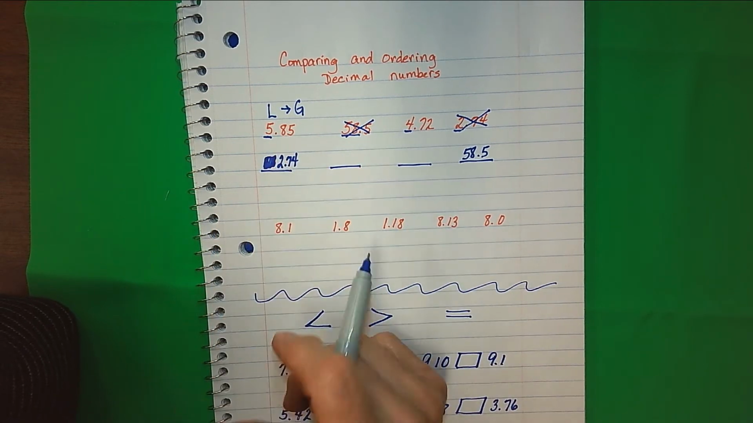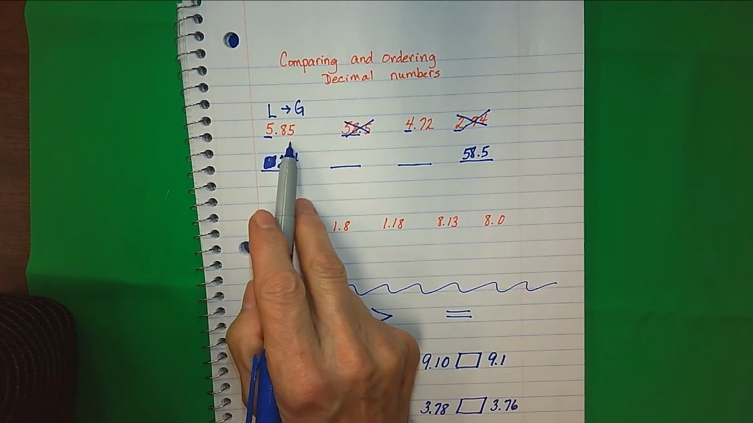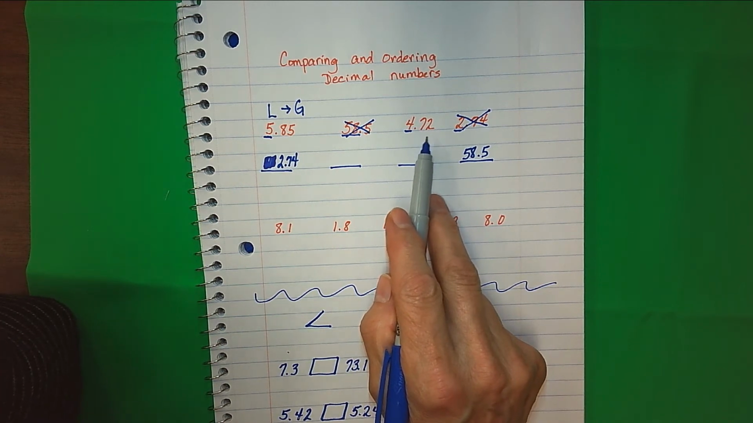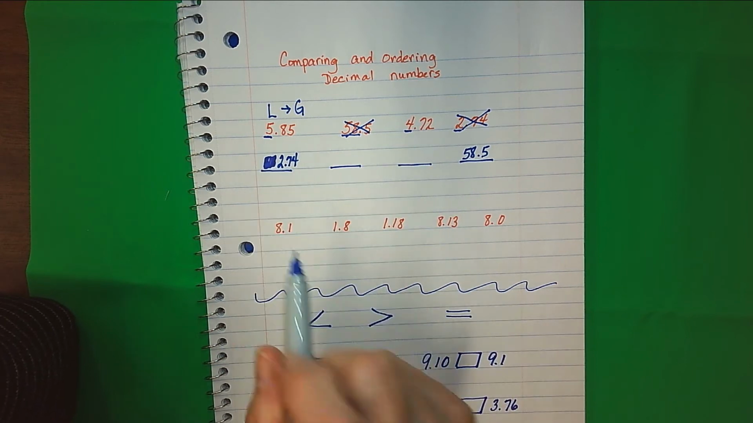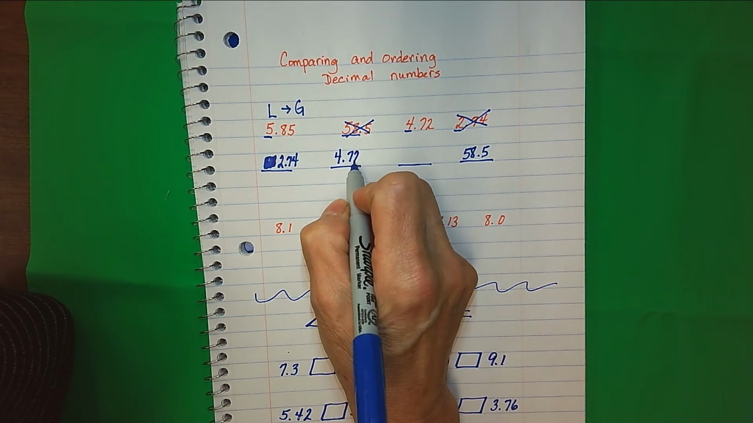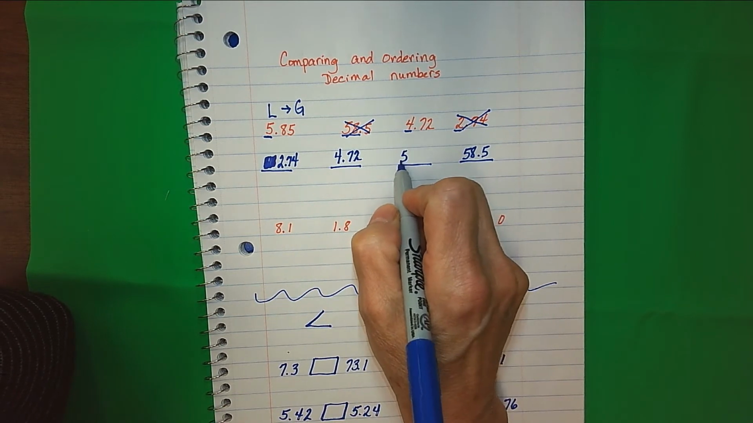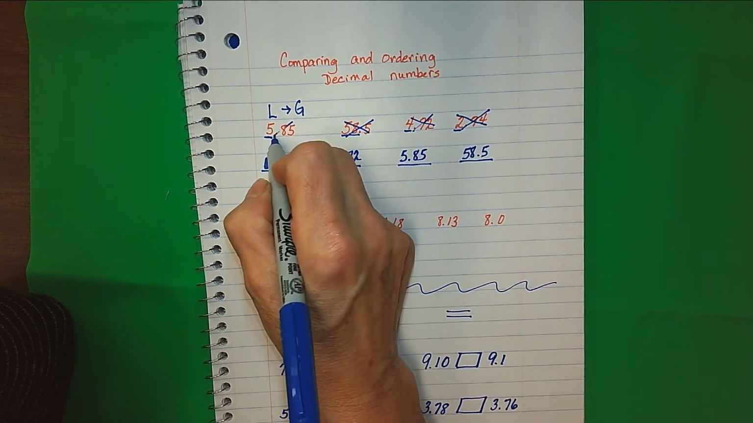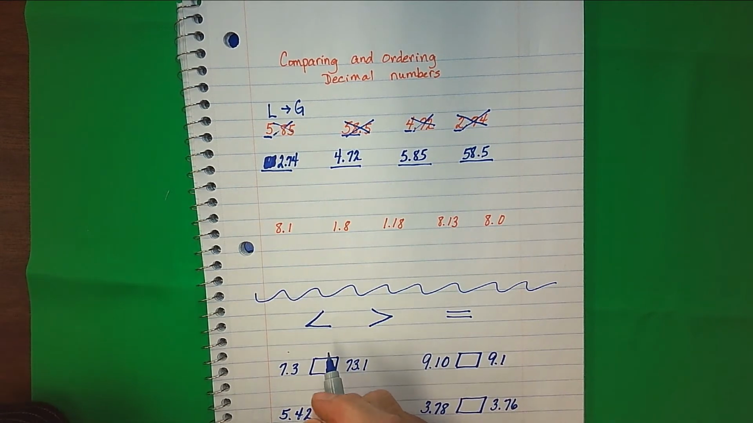Now we're left with the last 2. We've got a 5 and 85 hundredths and a 4 and 72 hundredths. Again, we don't even need to pay attention to the decimal part there really, because we know that 4 is less than 5. So we can go ahead and put in our 4.72 and our 5 and 85 hundredths and cross those out so we know we're done. So we did least to greatest there.